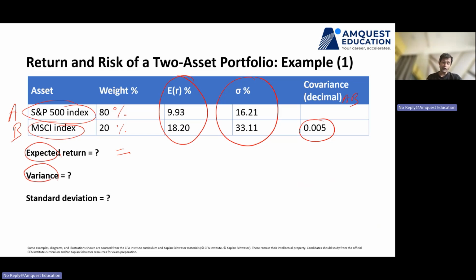What is the portfolio variance? Portfolio ka variance. I'm giving covariance. And what is the standard deviation? Now, I hope you realize by now, standard deviation is nothing but square root of variance. So if this answer comes, take the root of it, and you get the deviation. So tell me what is expected return and portfolio variance. Start.